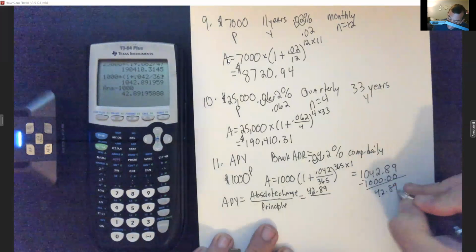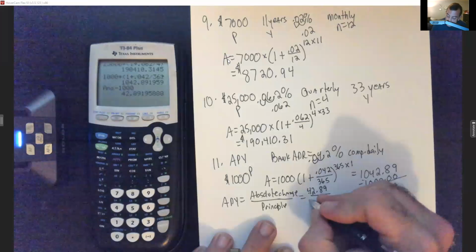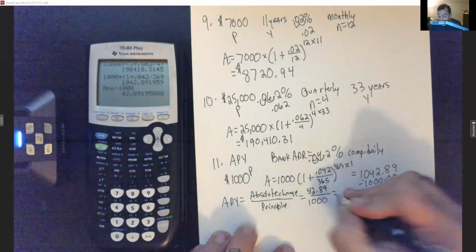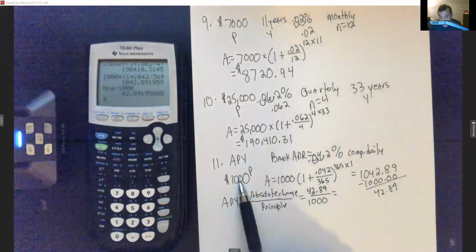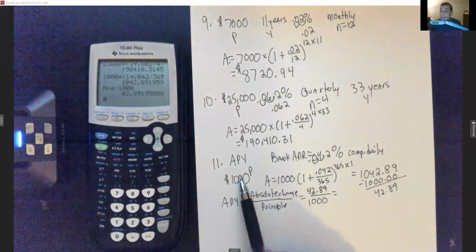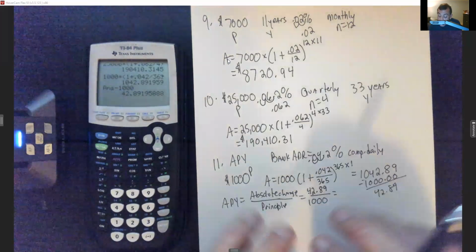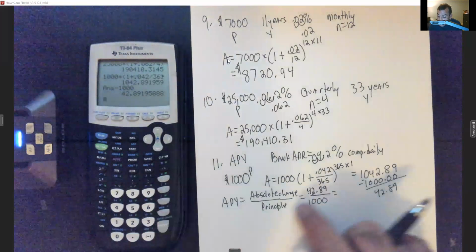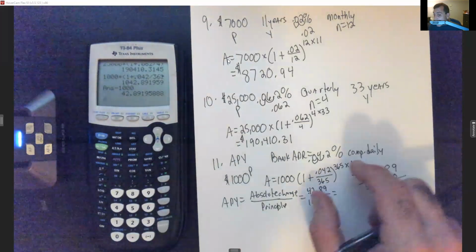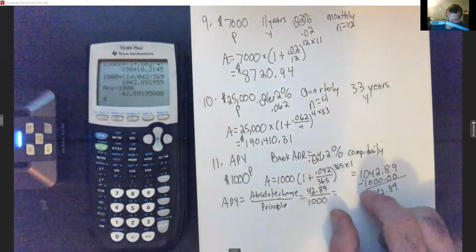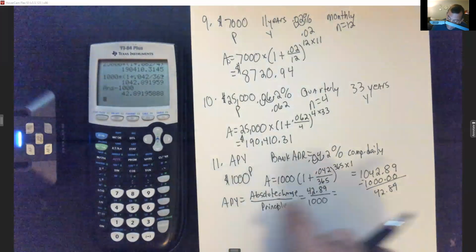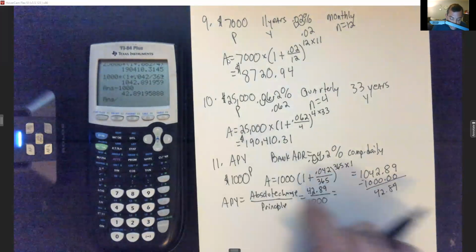Then divide that by the principal I started with, which was 1,000. Now, if you want to put a 10 here, you can use a 10. You can put 100 here. You can put 200 here. You can use any amount you want to, because we're just using the theoretical amount to see what this interest rate is actually doing, okay? So watch this. 42.89, divide that by 1,000.